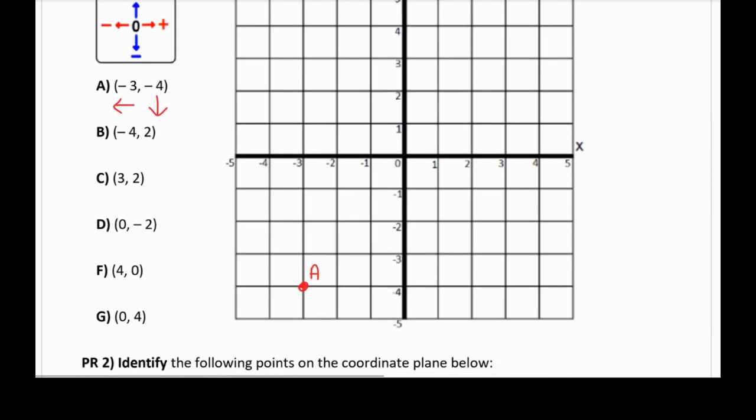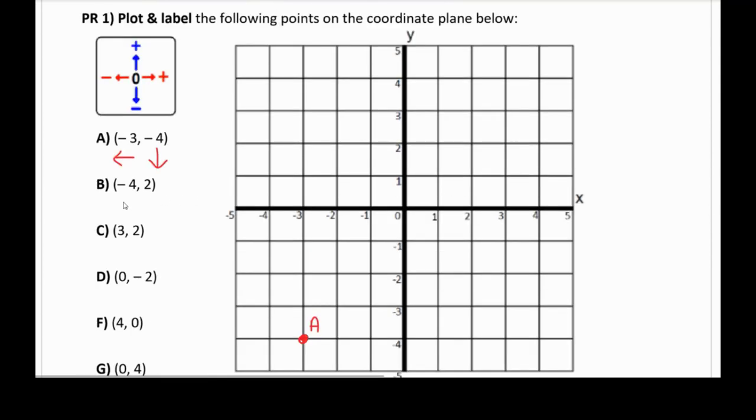Let's do letter B right now. Letter B is negative 4 to the left, and then positive 2 up. So I put my pencil on the origin, and I go 1, 2, 3, 4 to the left, and 1, 2 up. So this would be letter B.